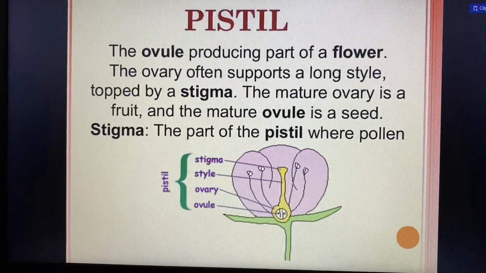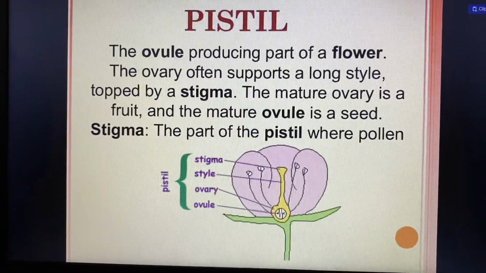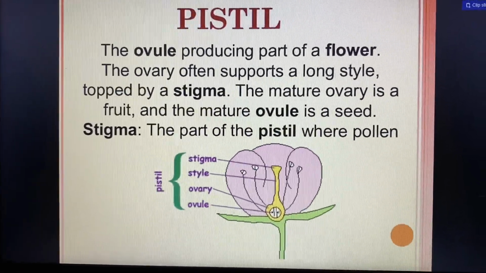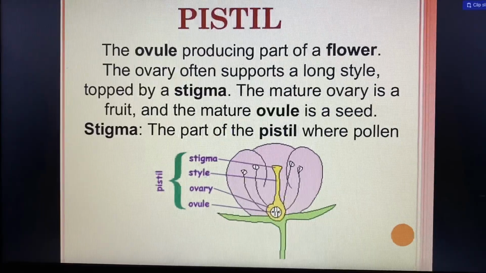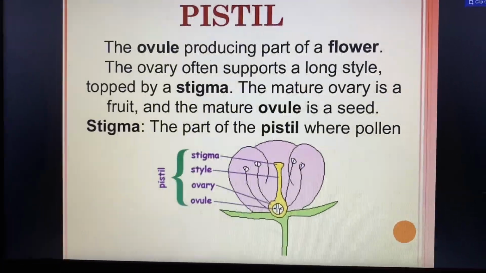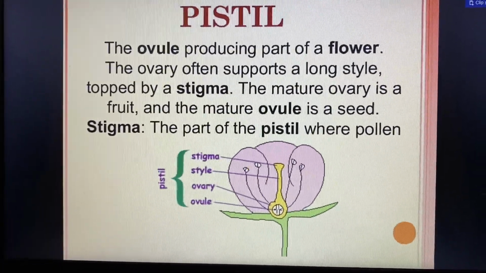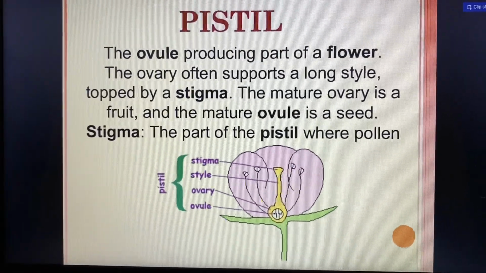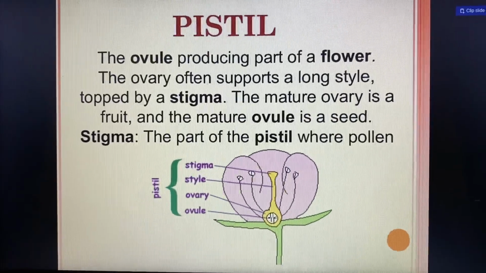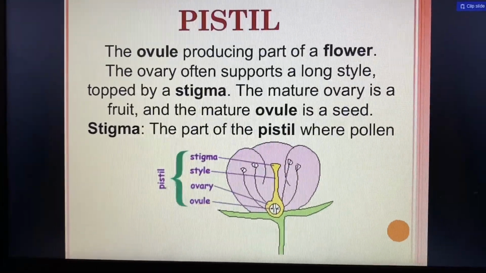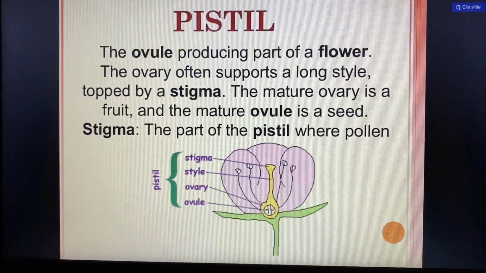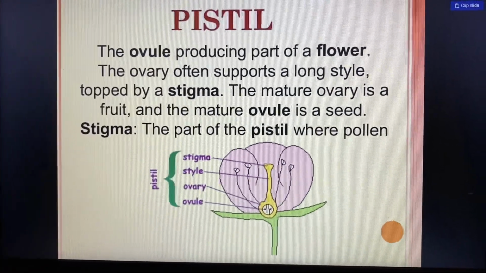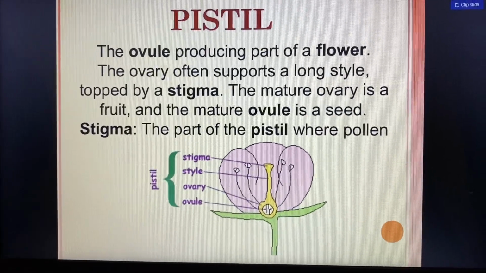Okay, now let's read what is pistil. Pistil is the ovule producing part of a flower. Pistil also supports a long style topped by a stigma, and the mature ovary is a fruit, and the mature ovule is a seed, and stigma is the part of the pistil where pollen lands. Now pistil has four parts: the stigma, style, ovary, and ovule.